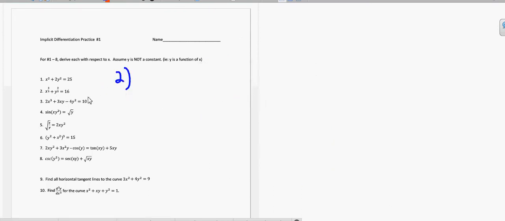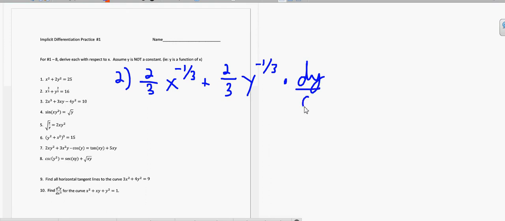x to the 2/3 plus y to the 2/3 is 16. Deriving each side gives us 2/3 x to the negative 1/3 plus 2/3 y to the negative 1/3. And since we derived something with y in it, we're going to multiply it by dy/dx because of the chain rule, and that equals 0. We're going to move over this 2/3 x to the negative 1/3 and then divide by 2/3 y to the negative 1/3. And we'll end up simplifying it later on. I'm not too worried about it right now.